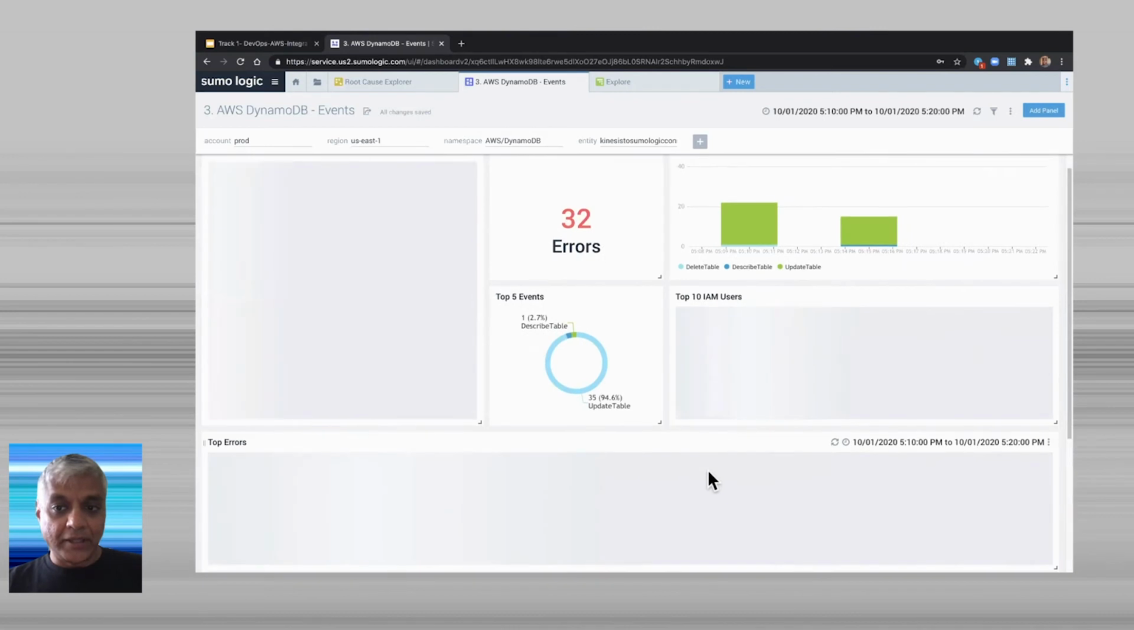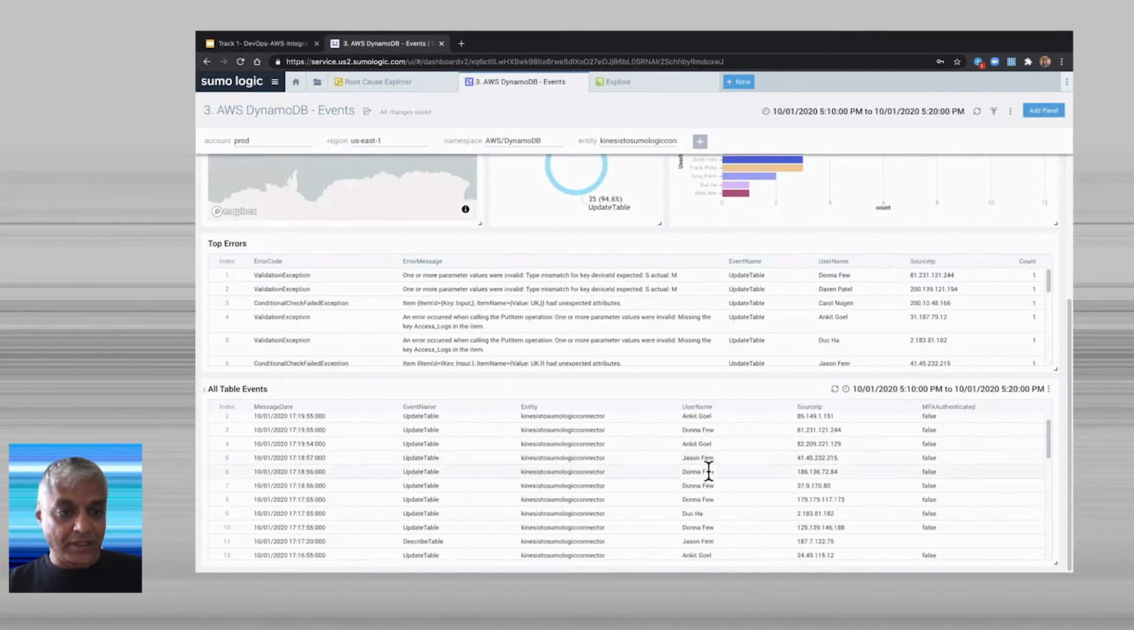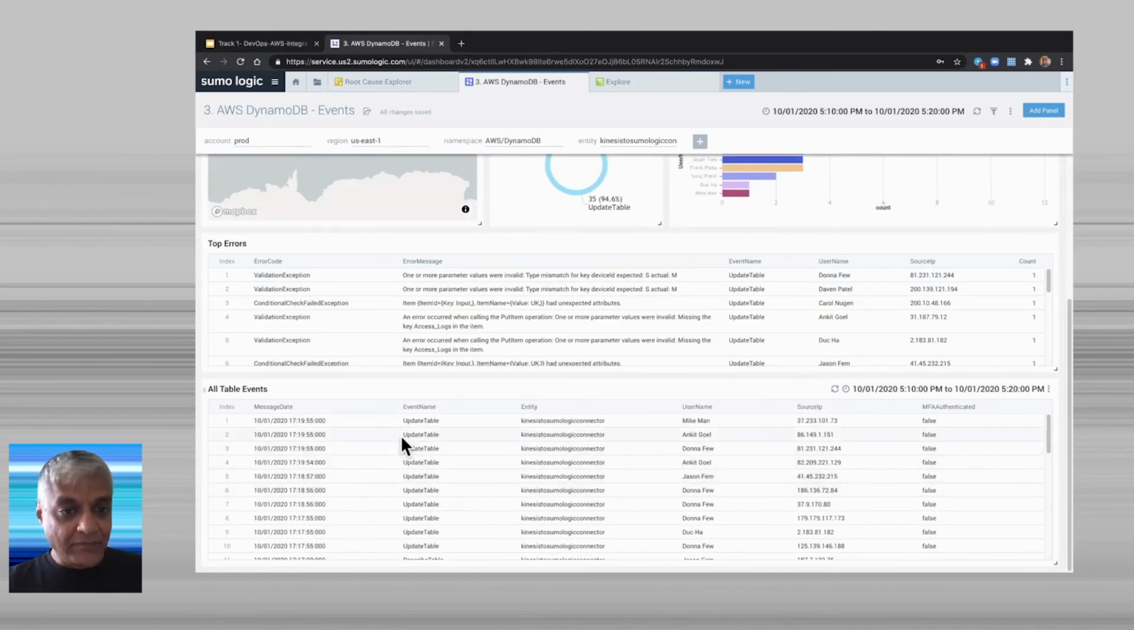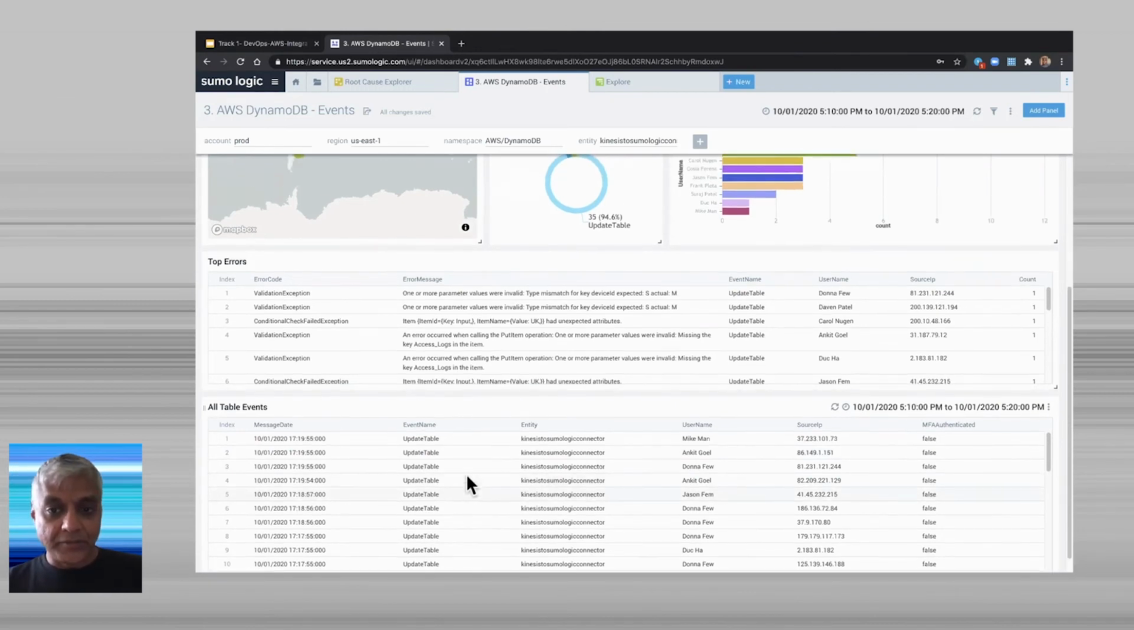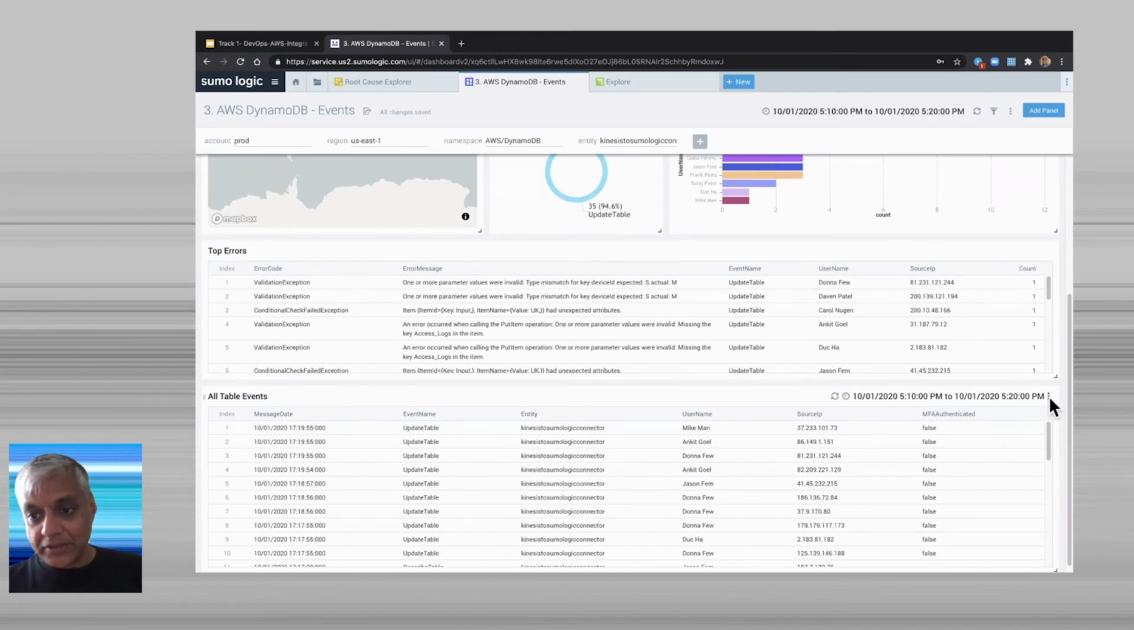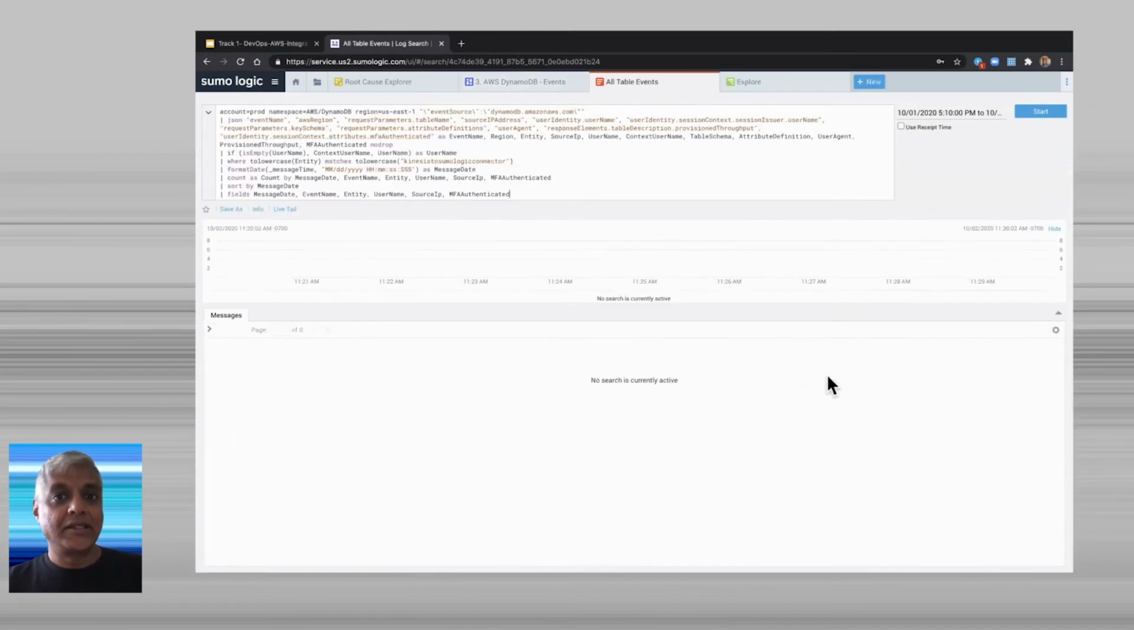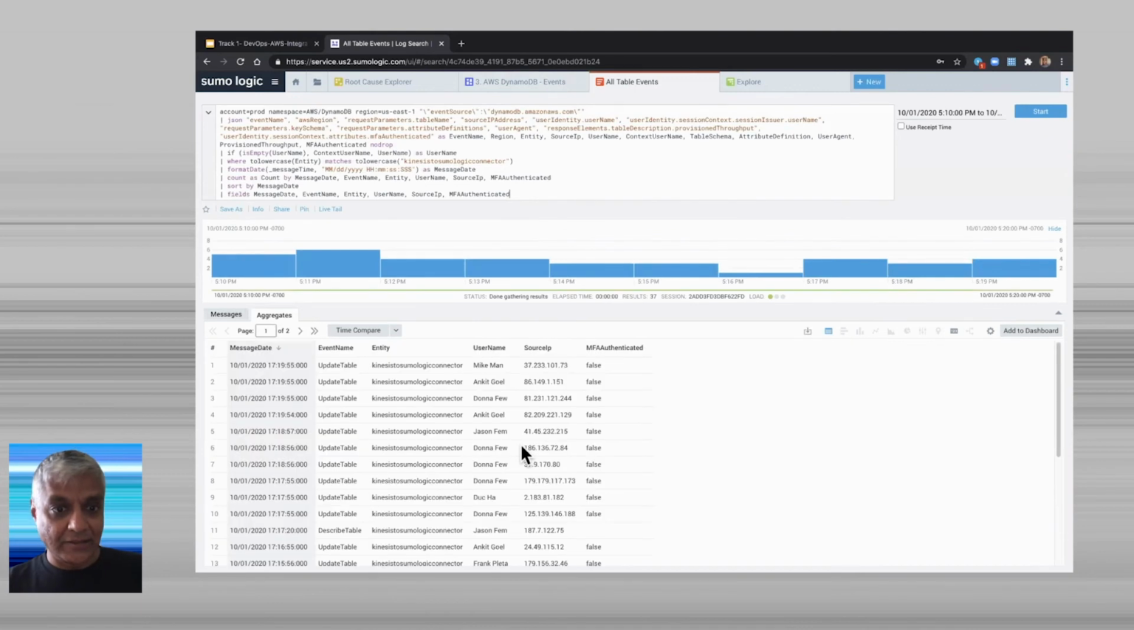And with my knowledge of AWS, what I do know is that if there are update table events going on on this particular table during the timeline of interest, again, the timeline got carried over from the root cause explorer, then there could be a problem. So let's go and examine some of these events in the underlying log search itself.